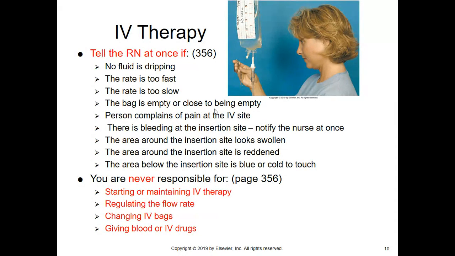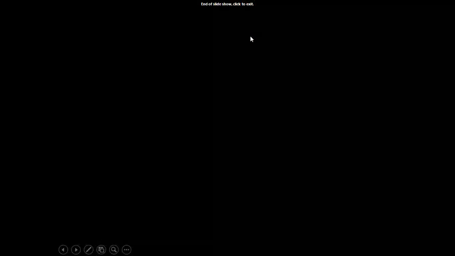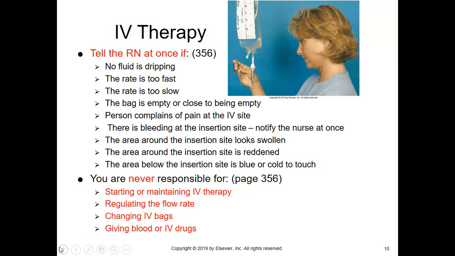You can never start an IV. You cannot change the bags in an IV or maintain the IV, meaning if you think it's running too slow, you can't speed up the rate. If you think it's going too fast, you can't slow down the rate. That's all nursing. You can't do any of that. You can't change out the bag. Maybe I'm busy and you want to be a great CNA and put a new bag up. You cannot do that because you don't know what's in those bags. So the nurse has to do that. And you can never give any drugs or blood for the IV also. And that is it. We are done with the chapter.